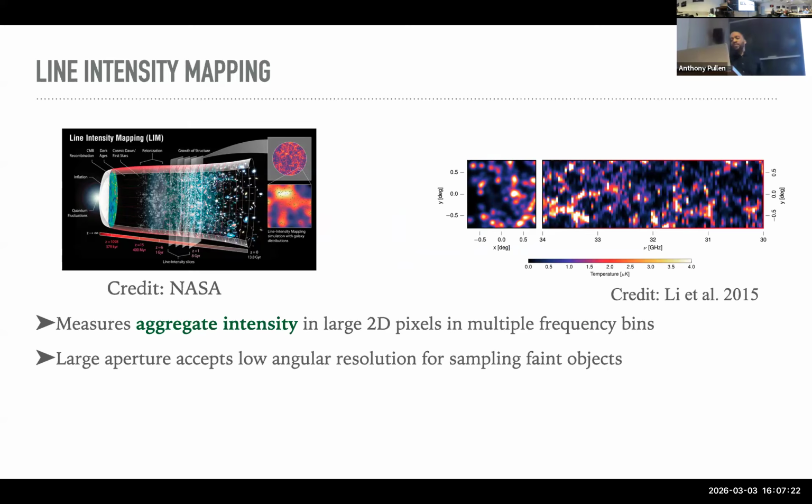The goal of this is that you sacrifice angular resolution in order to sample the faintest objects. So you perform this measurement in large pixels. You're not able to image individual galaxies. You're not able to detect individual galaxies. But the goal is to be able to measure the full emission over cosmic volumes much larger than you can access with galaxy surveys, and over fainter objects that you wouldn't be able to detect using a traditional galaxy survey.